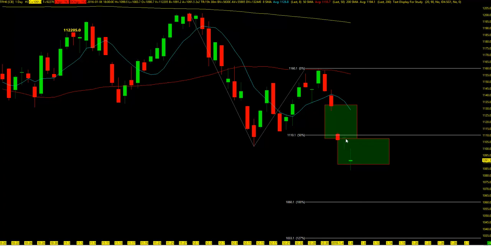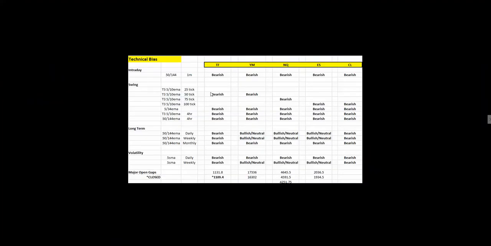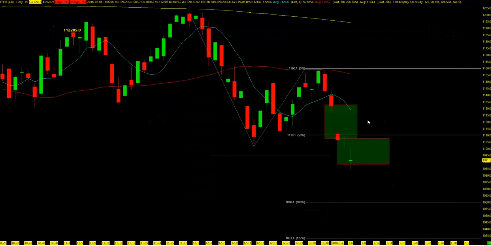Technical bias for the TF that we mentioned all the way at the beginning. The technical bias still remains to the bear side. So we have to wait and see, obviously, for intraday action. But any movement that still continues downside, I could see us at least maybe perhaps coming down here to 1060.01 if price action does continue to come downside.